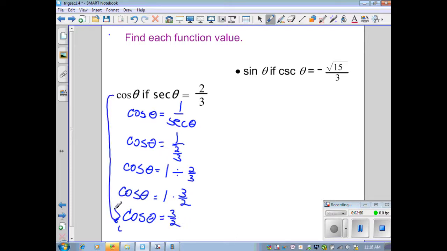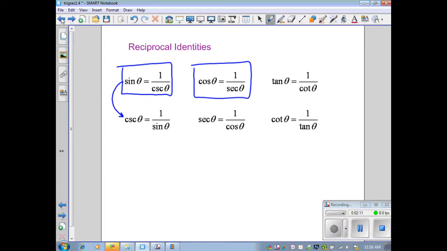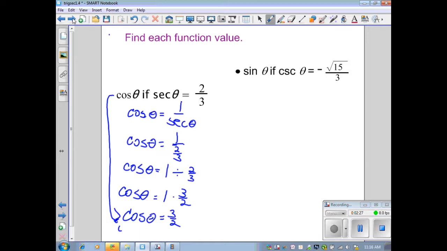Our second example, we need to find sine theta if cosecant theta is equal to a negative square root of 15 over 3. Let's go back to our previous diagram. We're finding sine knowing cosecant. It shows us in a square box that sine theta is equal to 1 over cosecant theta. I know cosecant, so the one in the box is the one I'm going to use. So sine theta is equal to 1 over cosecant theta. I follow the same procedure as on our previous problem.